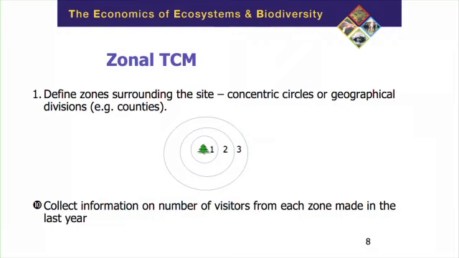Then what you do is you go to the site and you say, okay, where have you traveled from? So you collect information about the number of people traveling to the site from each of those zones. Then the next stage is you need to try and work out what proportion of people from each zone is traveling to that recreation site. So out of each 1,000 people in that population, how many people are traveling?